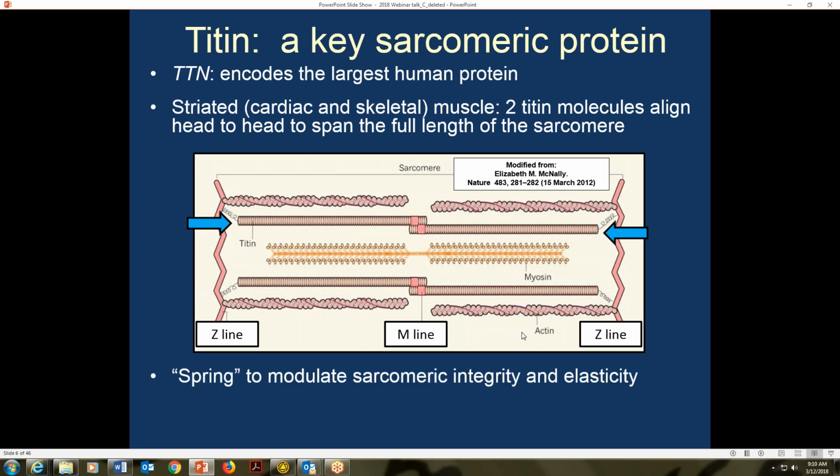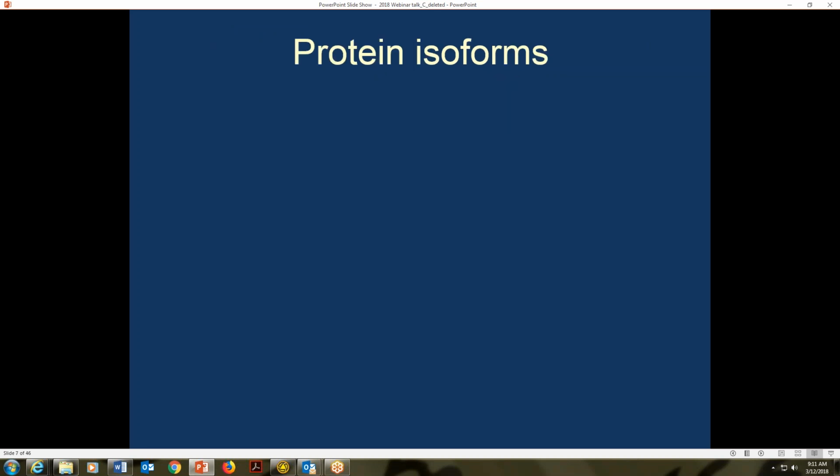But what titin does is act as a spring to modulate the integrity of that sarcomere during contraction, and also the elasticity, the rebound during relaxation. And titin's also got a number of other roles. It's a really important signaling hub. It interacts with numerous other proteins, and it's also a sensing hub. So it senses differences within the muscle in terms of mechanical properties, and that helps it do its job really well.